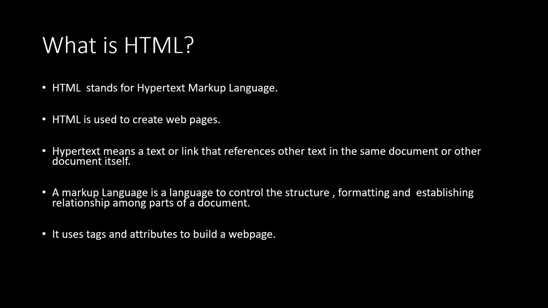So what is HTML? HTML stands for Hypertext Markup Language. HTML is used to create web pages. Hypertext means a text or link that references other text in the same document or other document itself. A markup language is a language to control the structure, formatting, and establishing relationship among parts of a document. It uses tags and attributes to build a web page. So HTML is basically a collection of tags and attributes that we can use to create web pages.